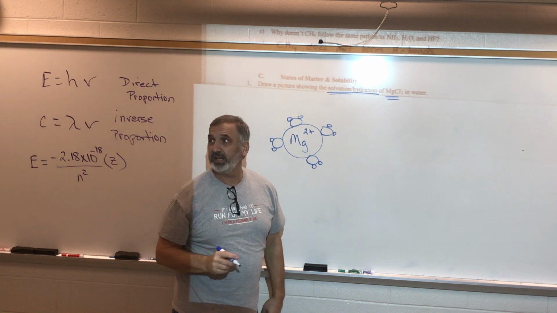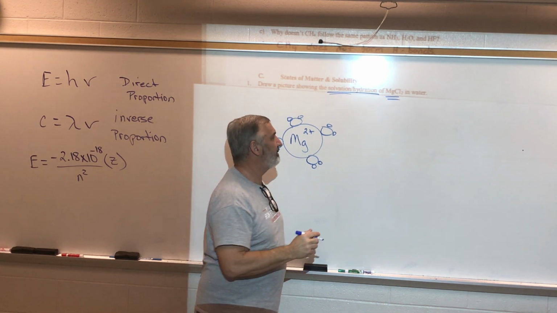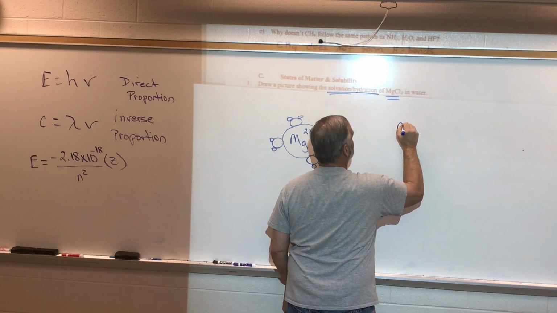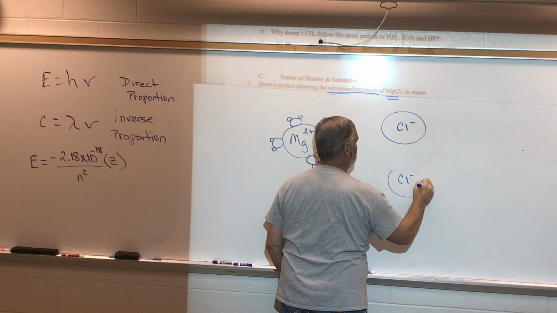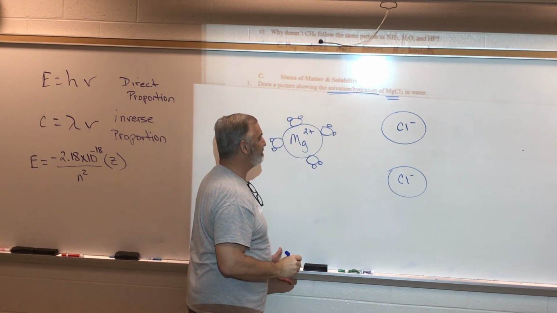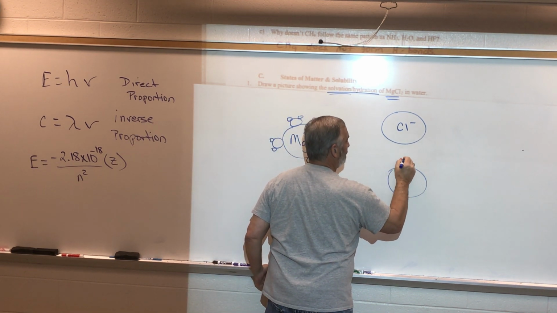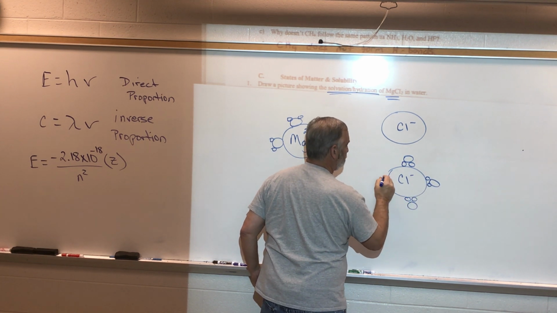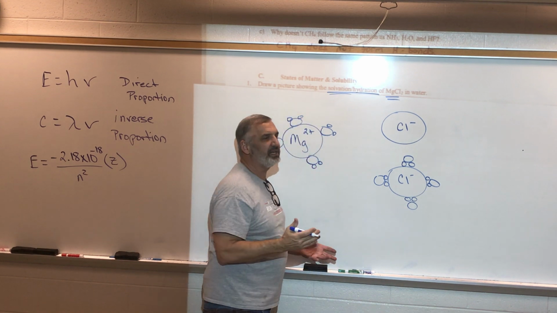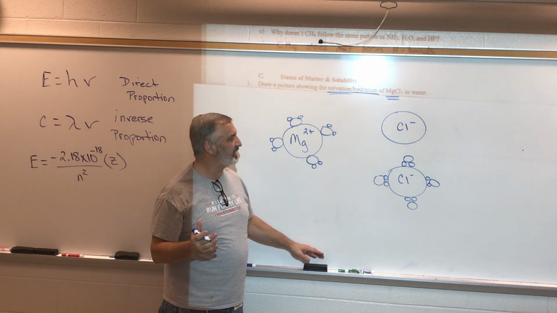Mg2+. Now, Cl-, okay? Cl- would actually be a little bit bigger, but I don't want to draw that any bigger. But we'd have 2 of them. And again, since it's minus, the positive end of the water goes toward it, so we would just put the waters around it. And 4 is plenty. You don't have to completely surround it, just put something.